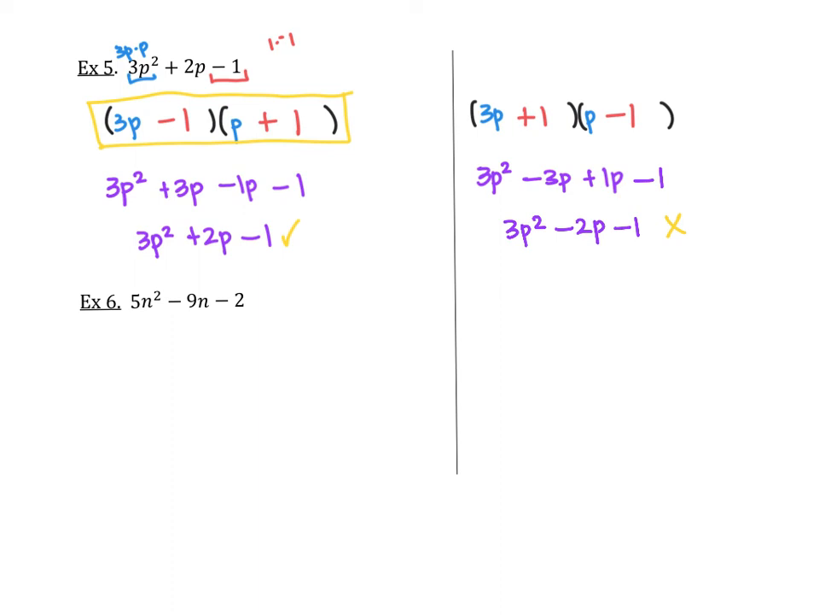Okay, last one. Making another guess because my teacher asked me to. Okay, 5n to the second. How about 5n times n? Okay, let me look at the last number. Negative 2. So I'm going to need a positive and a negative. And I could switch them. Oh, this one might be trickier.